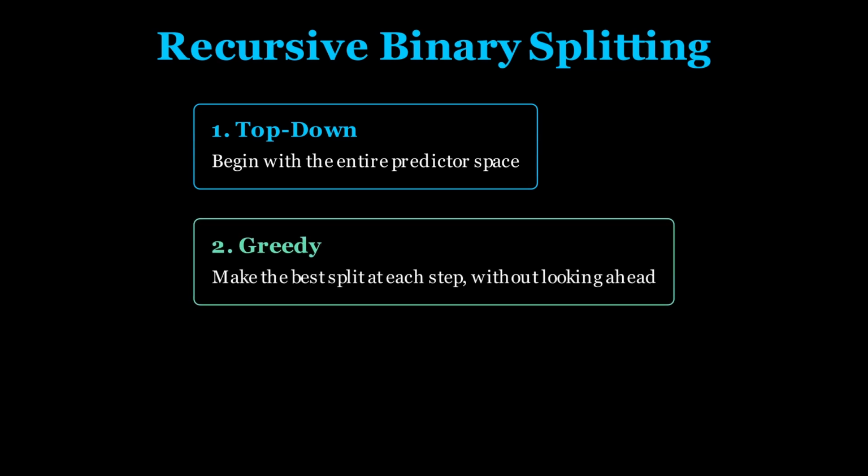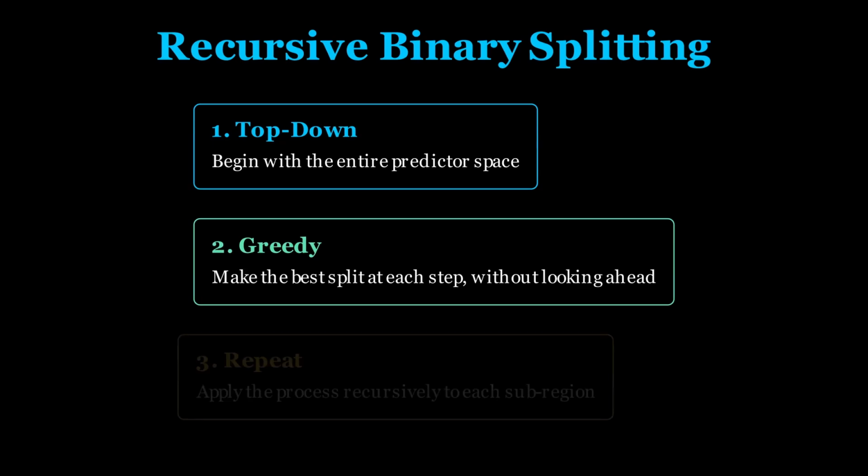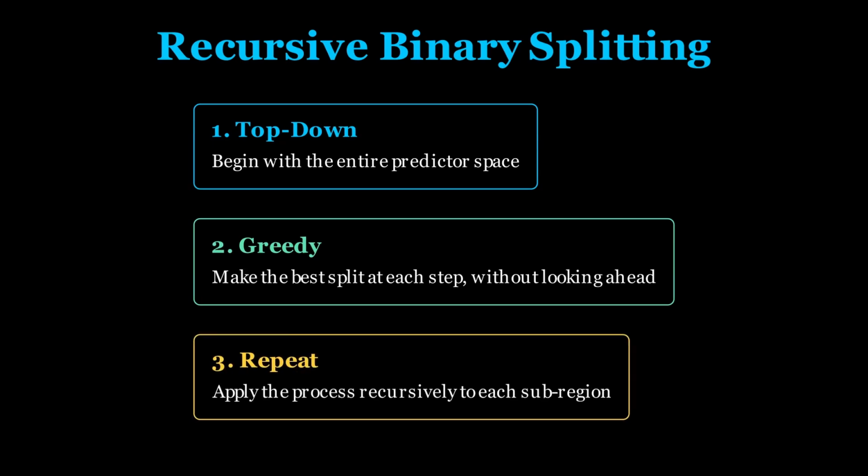Second, it is greedy. At each step, we make the best possible split based on a criterion, such as minimizing the RSS. The algorithm does not look ahead to see whether a different split might lead to better results down the road. And third, we repeat. The same splitting process is applied recursively to each subregion.